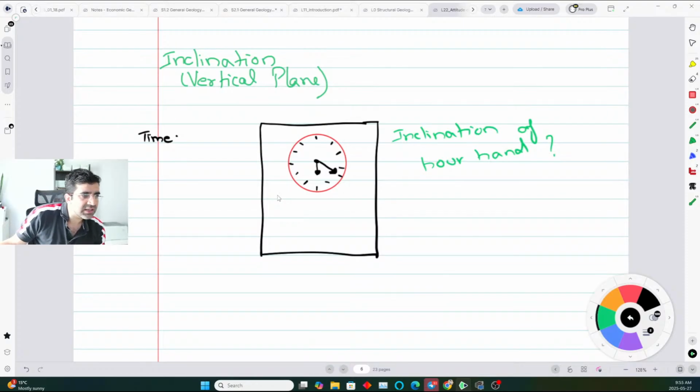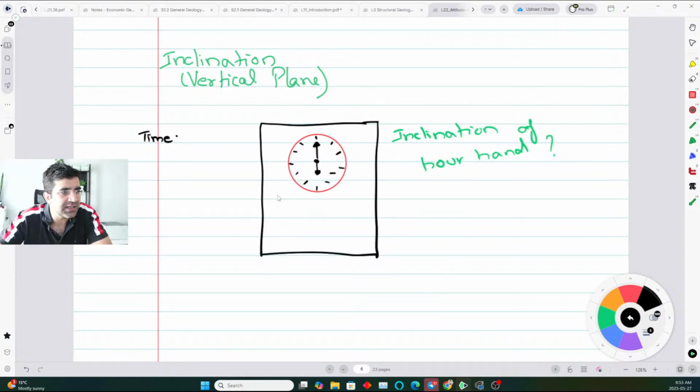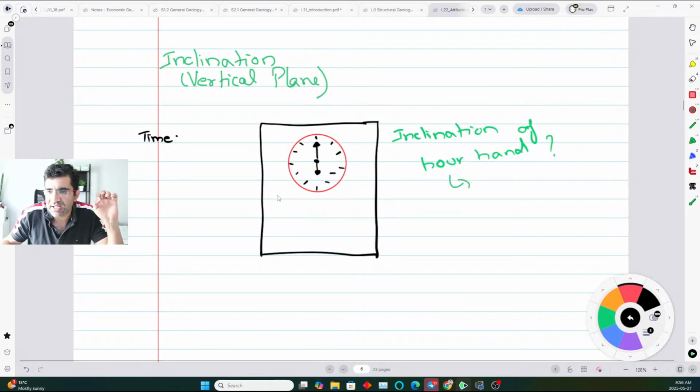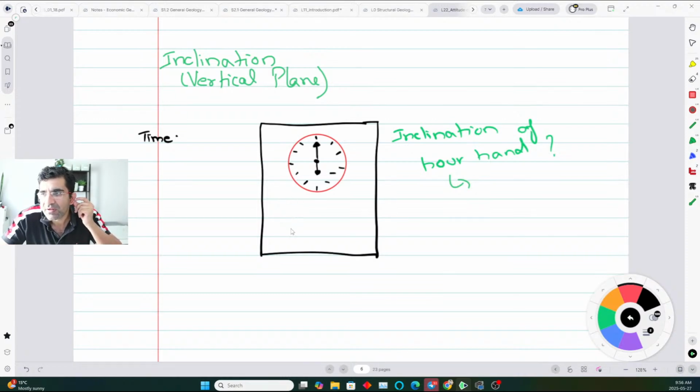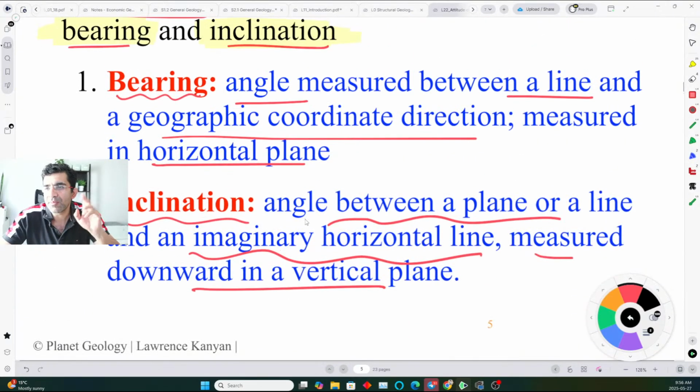Who can tell me what is the inclination of the hour hand? Let's say the time is like this. What is the inclination of the hour hand and the minute hand, or actually both hands? So let me first define what inclination is. Is it 0 degrees? Yes, sir. Okay, so it could be 0 or it could be 90 degrees also, you could say.